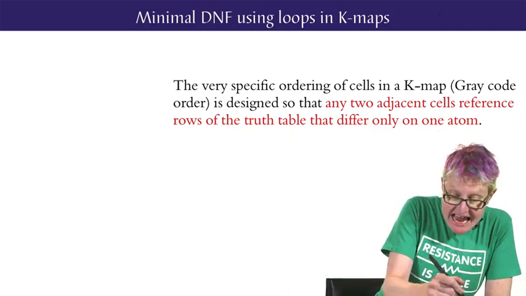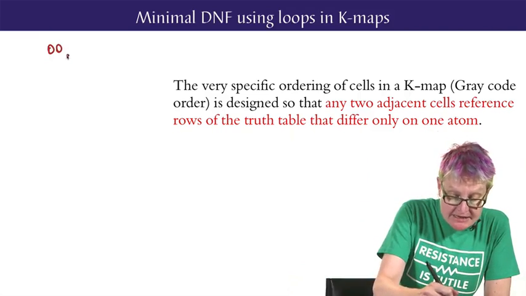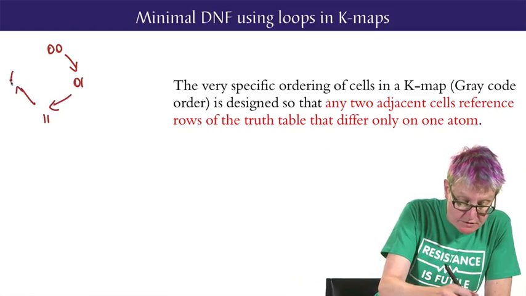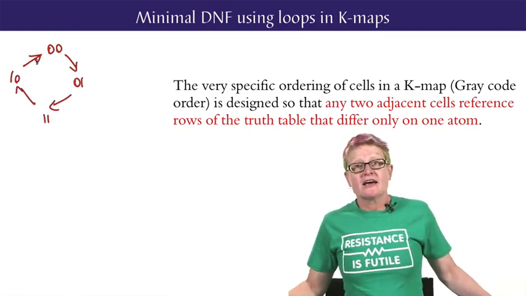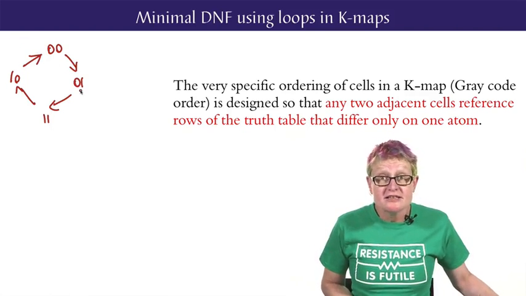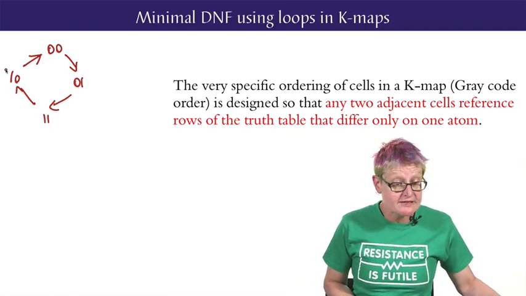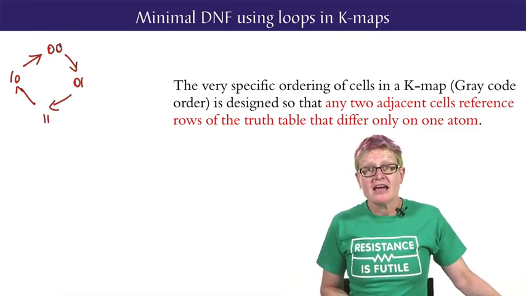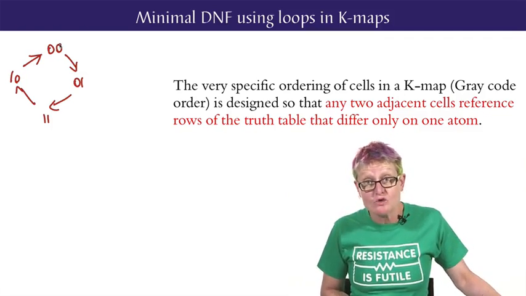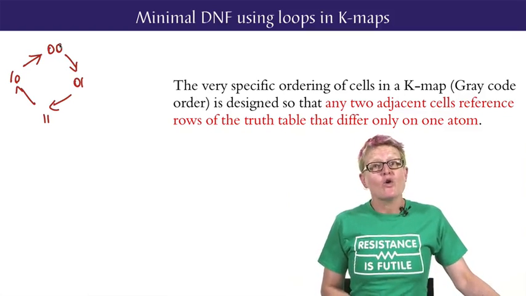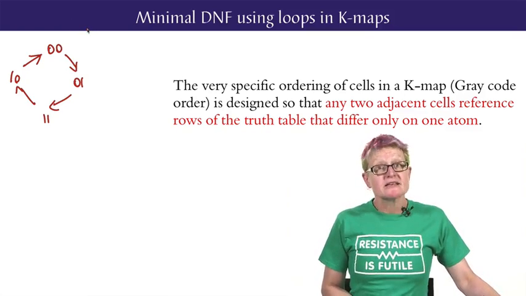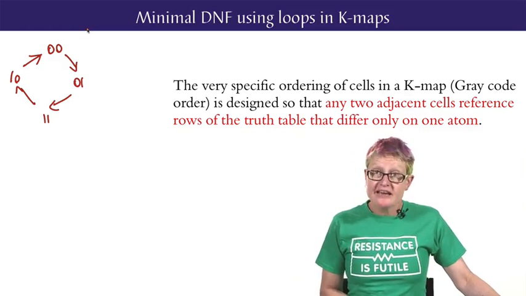What's called the Gray code is an ordering on 2 bits in cycling order: 00 goes to 01, goes to 11, goes to 10, goes back to 00. It has the property that any pair of adjacent 2-bit values will differ only on one of those 2 bits. This code is used to index the sides of a K-map grid.